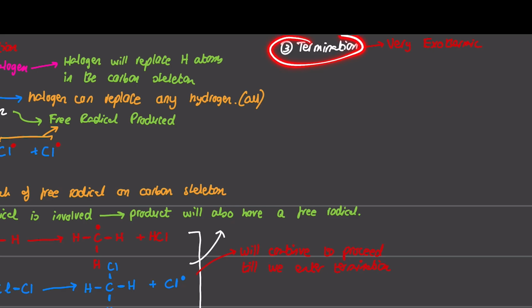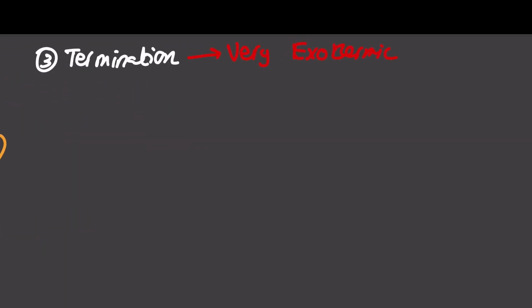That brings me to the last thing, and that is termination. Termination is just exactly what the name says. It's going to be terminating the reaction. And guys, for termination, I need you to remember that it's going to be very exothermic. That is sort of a keyword: if they're talking about free radical substitution and mention a step that is very exothermic, your mind should automatically go towards termination.